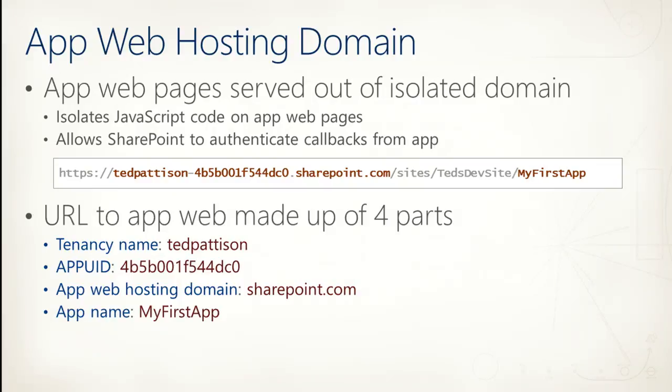Also, the farm that you're installing has some type of domain that it's configured to run apps. And in Office 365, it's oasharepoint.com. And then there's going to be the offset to your site. Could be at the root. Mine just happened to be off sites, Ted's Dev Site. And then there's the name of the app inside there.